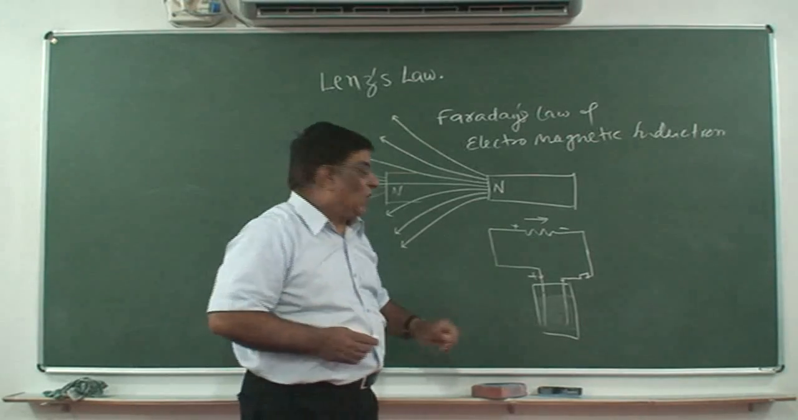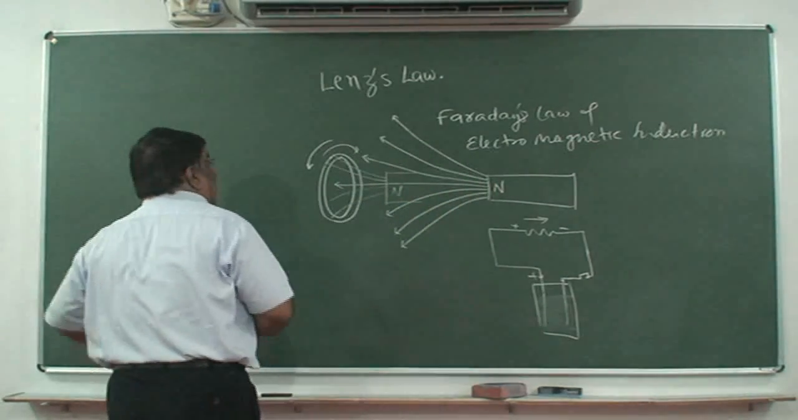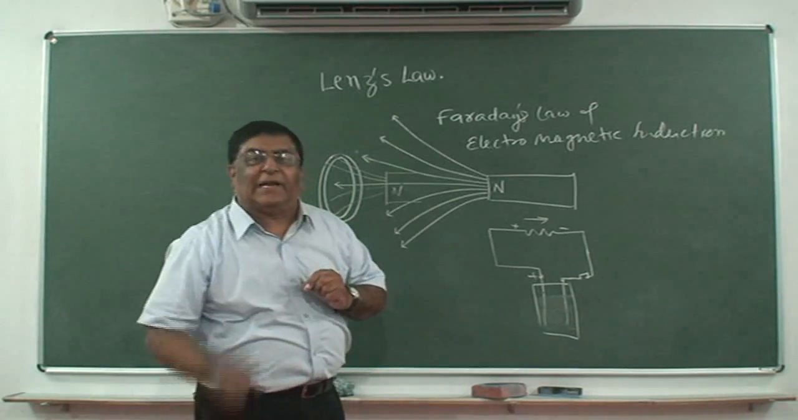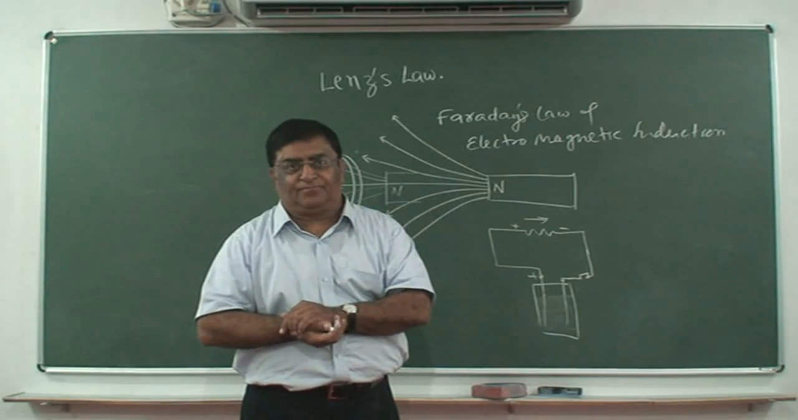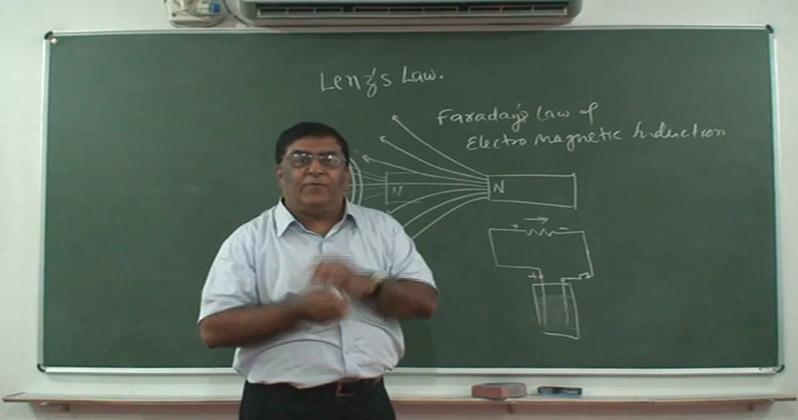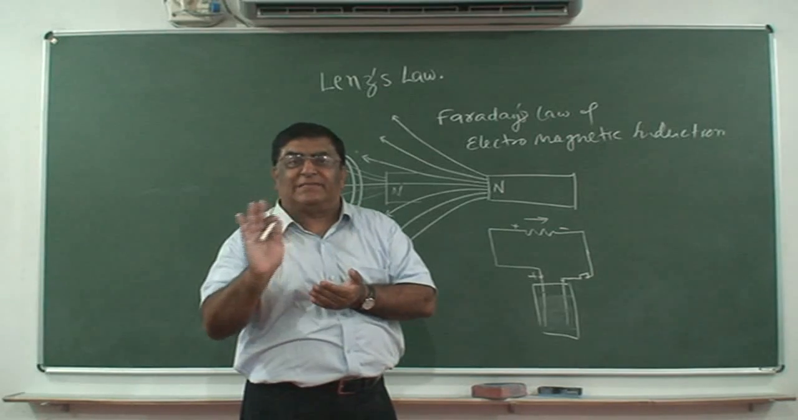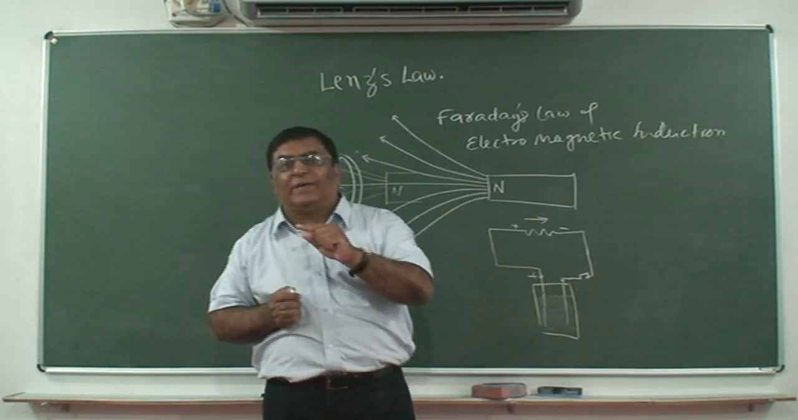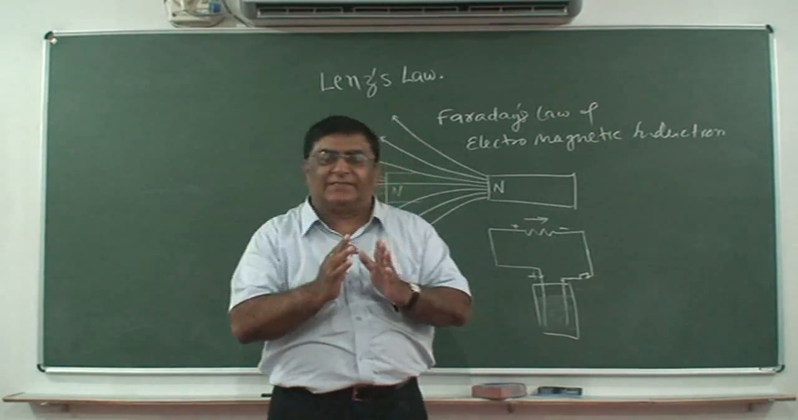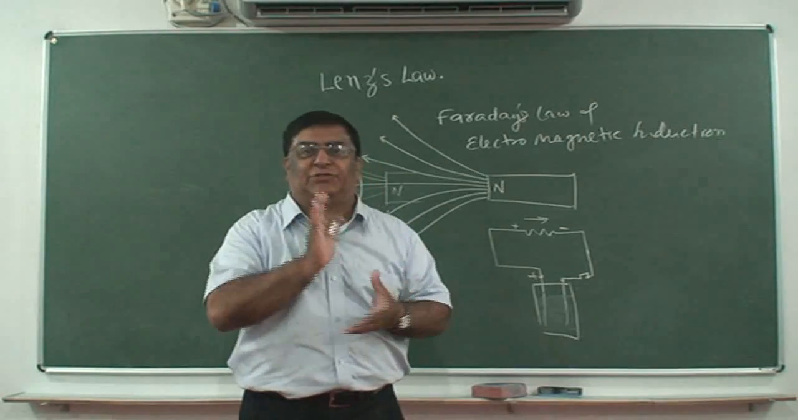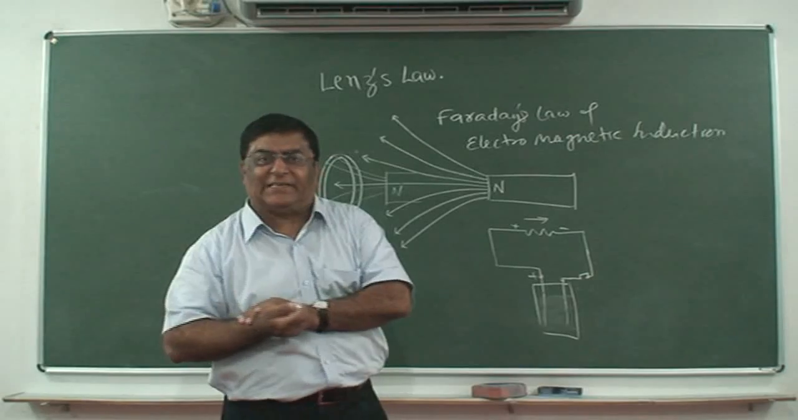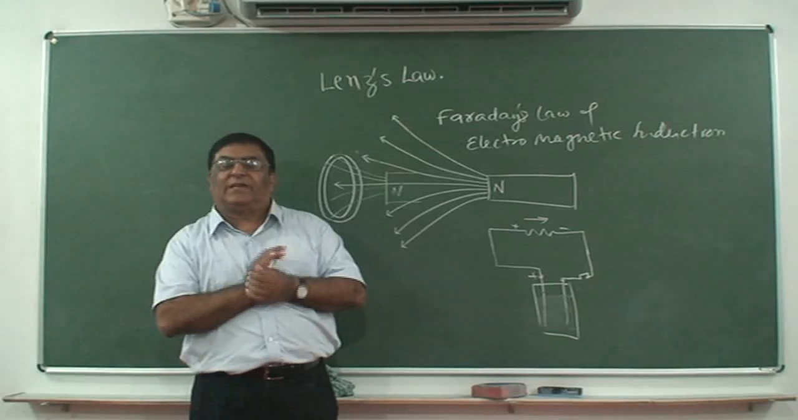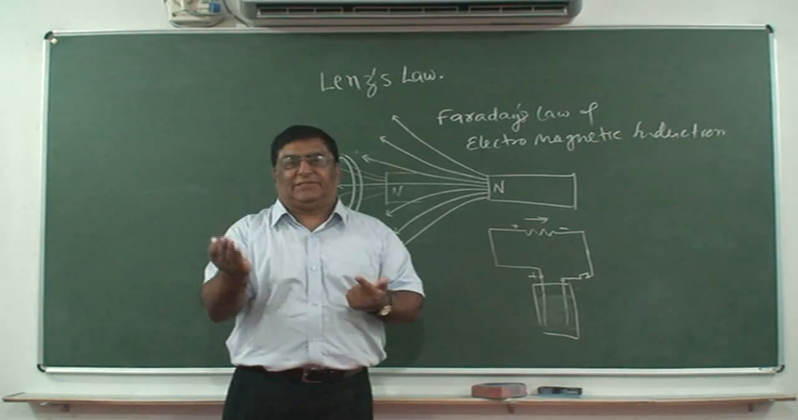Okay. Now, what is Lenz's law? Lenz's law says that the direction of electric current will be such that it will oppose the change in flux. In physics, we have studied a very basic fundamental rule, and that rule says that nature always tries to resist any change. All our physical activities, all our laws, all our phenomena are based on this, that there is always an opposition to the change.